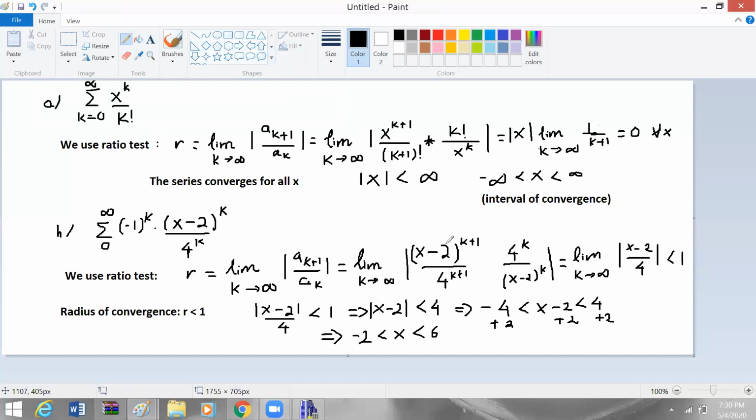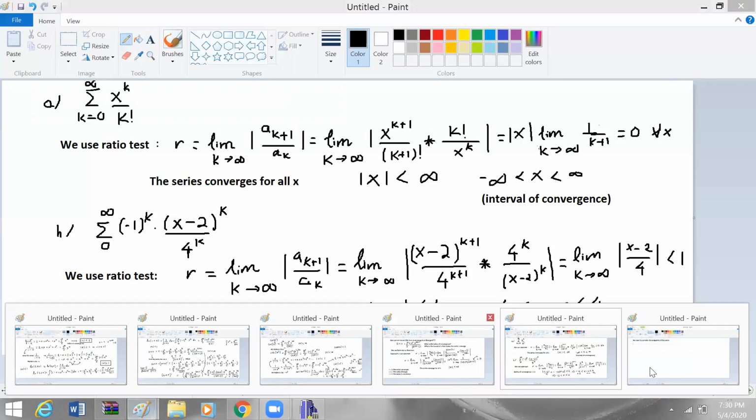This is multiplication, right? Multiplied by the reciprocal. Remember, when you divide by a_k, you just need to divide by this term, but you need to flip it. You need to multiply by the reciprocal of that, which is 4 to the k over x minus 2 to the k. So you can save time by doing so. And so on and so forth.